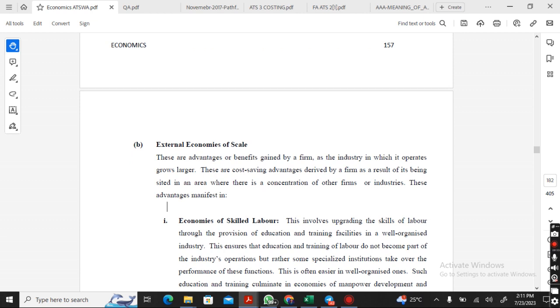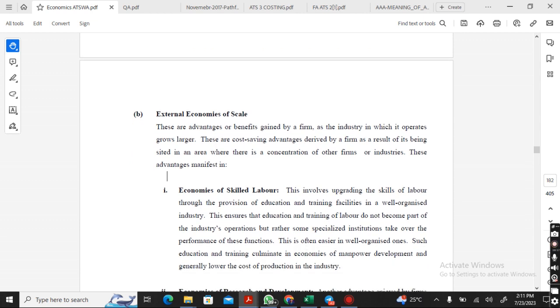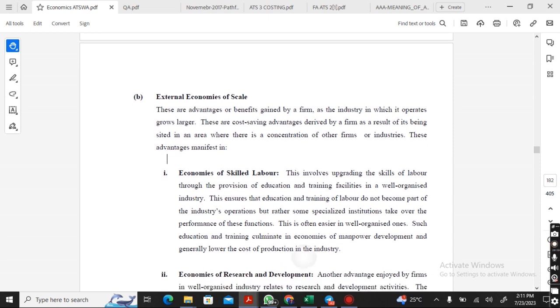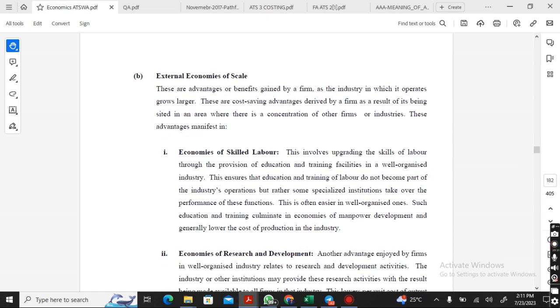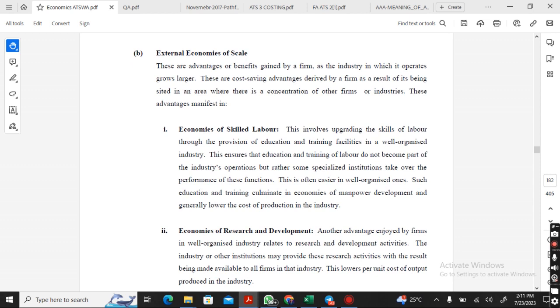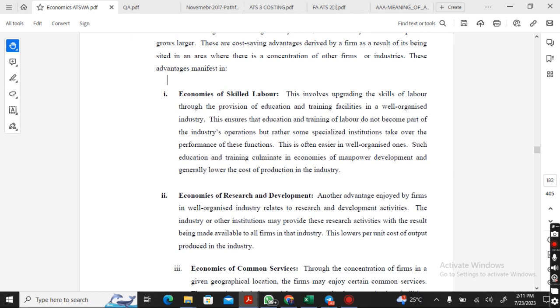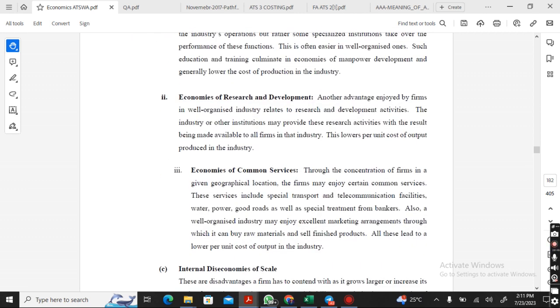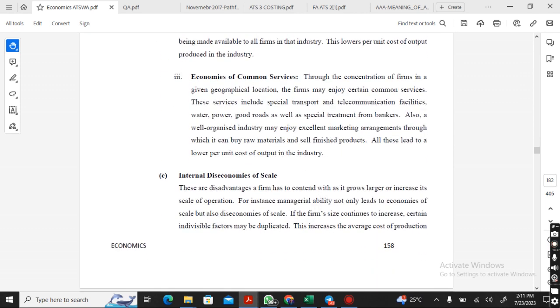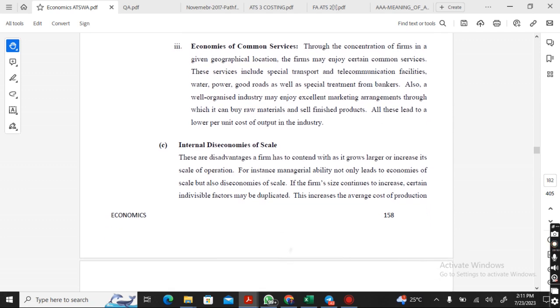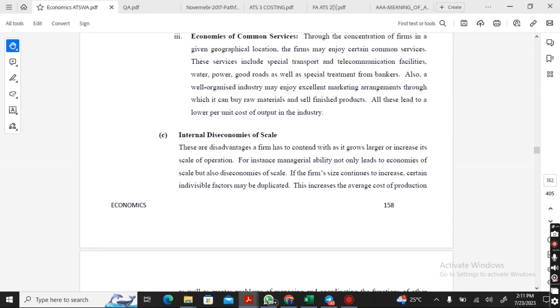Now there are some advantages, namely economies of skilled labor. This involves upgrading the skill of labor through improvement of education. You can see a well-organized industry. This ensures that education and training of labor do not become part of industry operation, but rather some specialized institutions take over the performance of these. So, economies of research and development, economies of common size. So number two is internal diseconomies of scale.